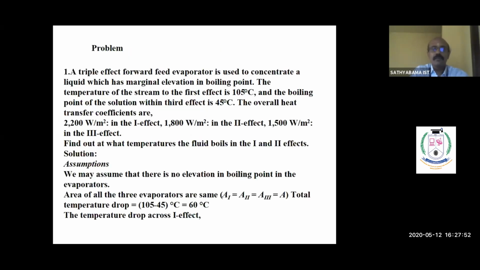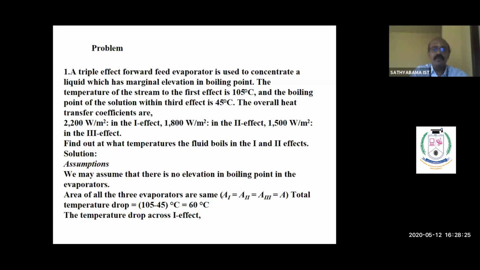So coming to a simple problem with respect to triple effect evaporator. So triple effect forward feed evaporator is used to concentrate a liquid which has marginal elevation in boiling point. The temperature of the steam to the first effect is 105 degrees centigrade and the boiling point of the solution within third effect is 45 degrees centigrade. The overall heat transfer coefficients are 2200 watt by meter square in the first effect, 1800 watt by meter square in the second effect and 1500 watt by meter square in the third effect. Find out the temperatures at which the fluid will boil in the first and second effects.